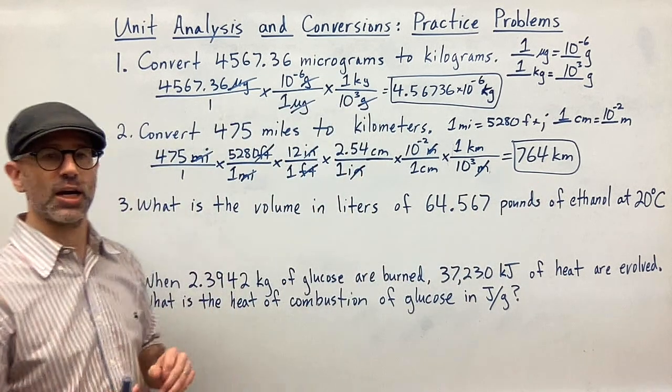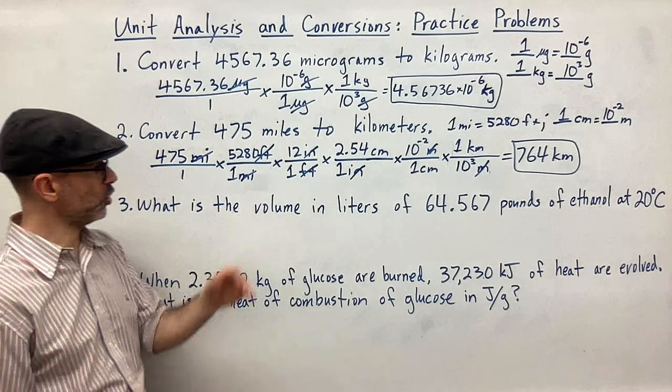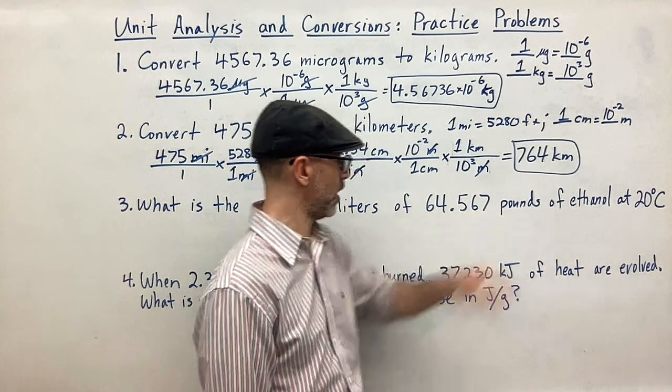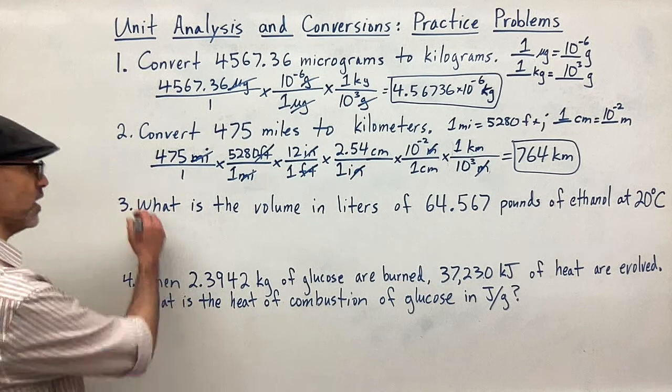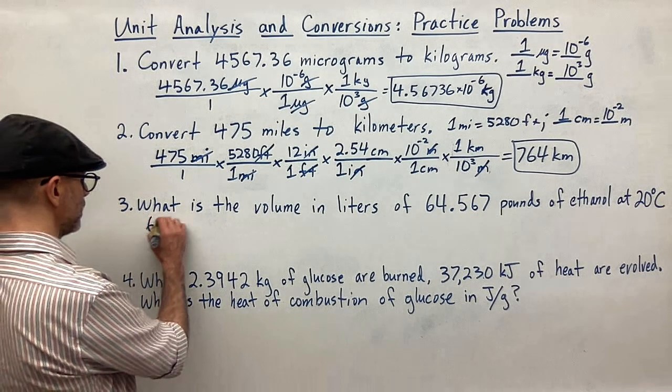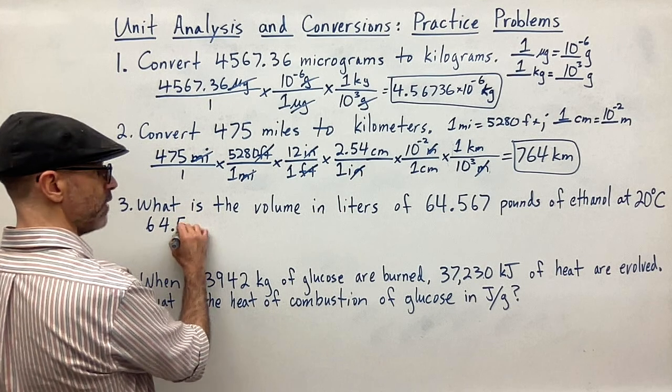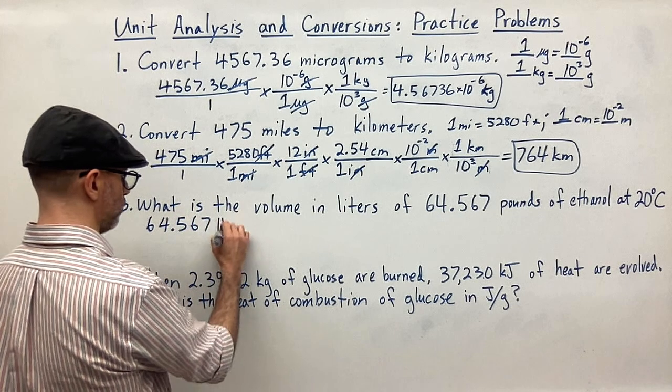Okay, let's talk about number 3. What is the volume in liters of 64.567 pounds of ethanol at 28 degrees Celsius? So we're going to start with 64.567 pounds.